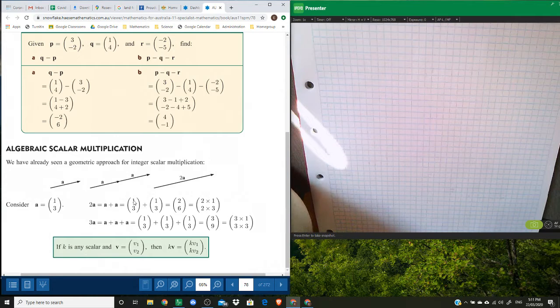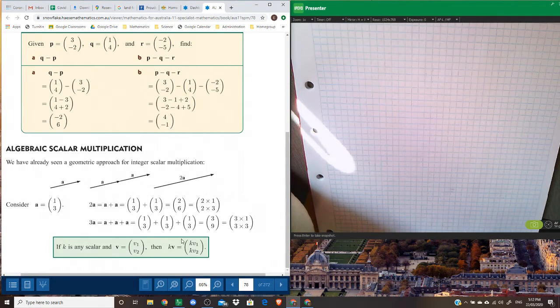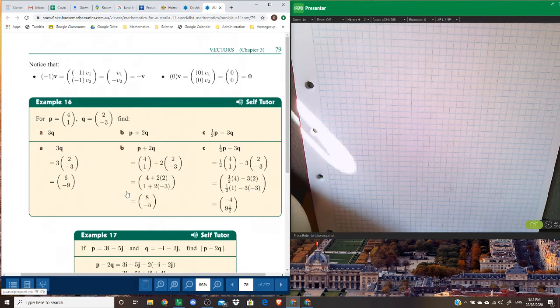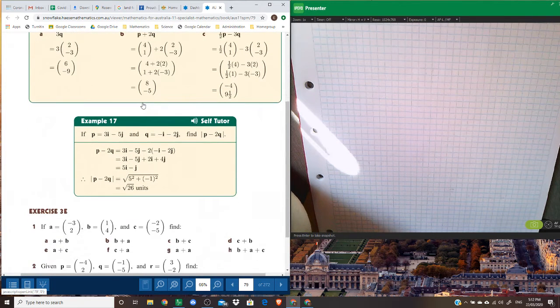Algebraic scalar multiplication. If you double a vector, you double both the x and y components. If you triple it, you triple both x and y components. And if you use any fraction, the same thing. If you take half the length, as you do a lot when trying to find a midpoint, or prove that it's half the length, then you'd have 1/2 of the vector. So if I did half of A, it would be 1/2 and 3/2. That's the general statement as I went through before. If you apply a negative, it changes the direction, and a magnitude of 0 becomes a zero vector. That's kind of trivial.